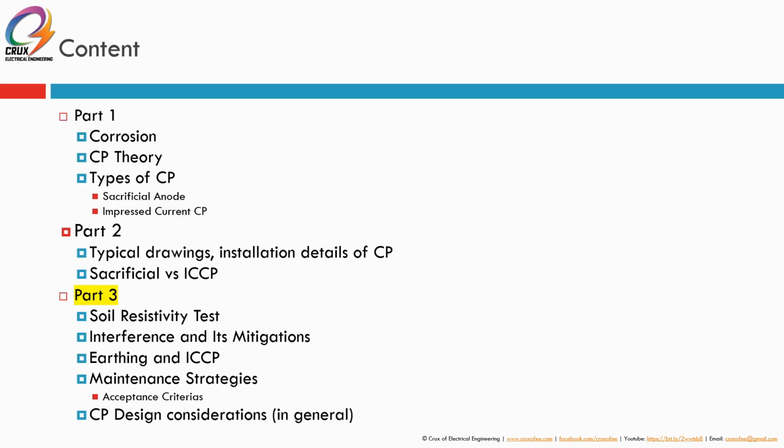So today we'll be going to part 3 of 3, which is the last part for this cathodic protection introduction. We will be going through soil resistivity test, interference and its mitigations with regards to the impressed current type cathodic protection, earthing and ICCP, maintenance strategies, so how do we test and check whether it is acceptable or not, and the CP design considerations in general.